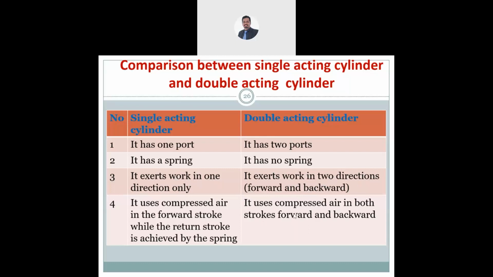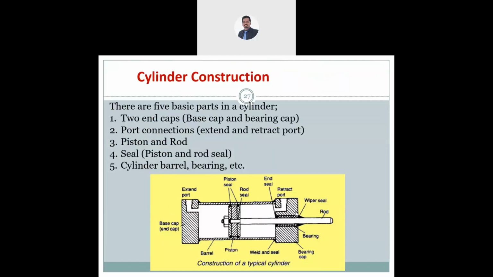Okay, so boleh baca dekat sini lah. Okay, just try to summarize. Yes, cylinder construction. You can see here, these are the basic part of cylinder. So yang ni bahagian piston, yang ni bahagian rod. Okay, so you have a body, so you boleh tengok dekat sini.